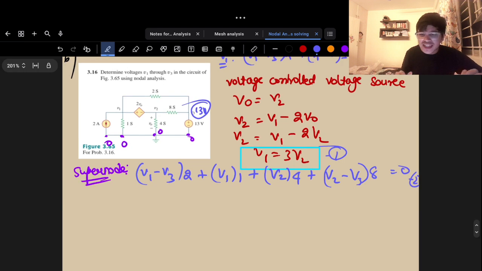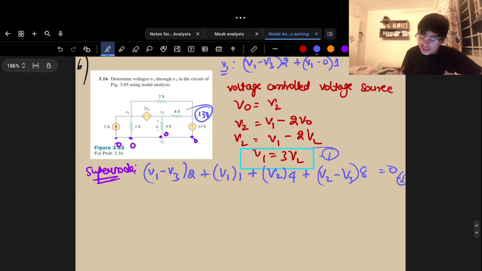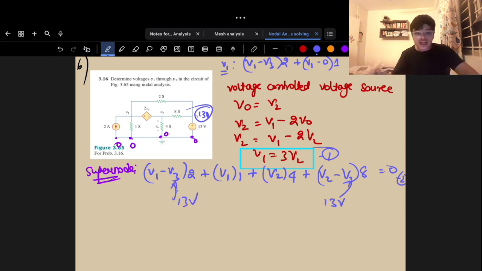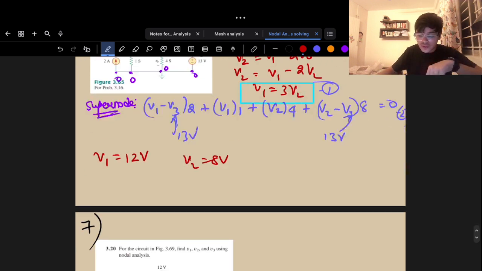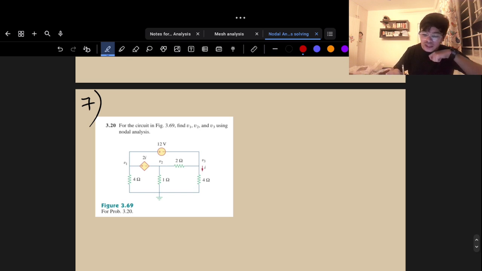So it's not a three variable, three equations question. It's a two variable, two equation question. You can simply substitute V3 here with 13 volts and solve, and your answer will be V1 is equal to 12 volts and V2 is equal to 8 volts. Solve this. Okay. Now let's move on to the next one.